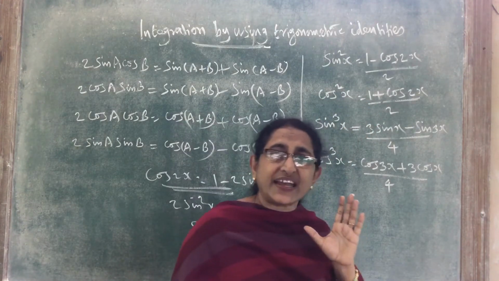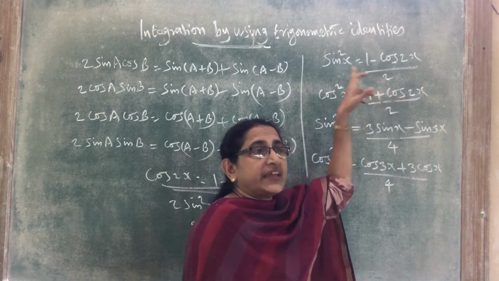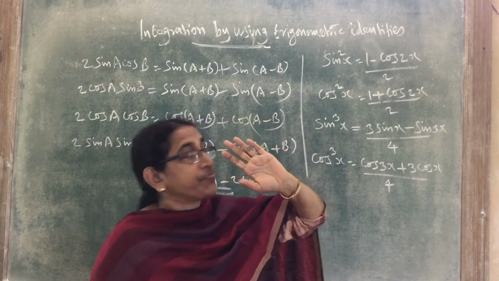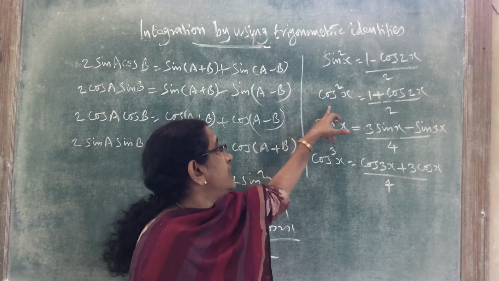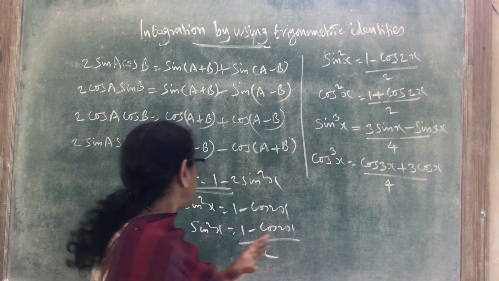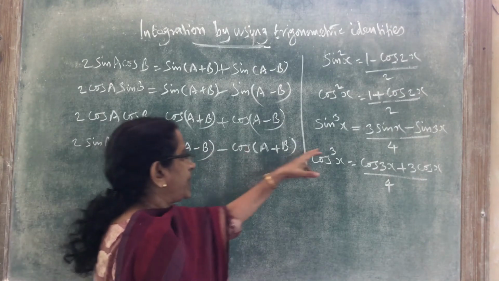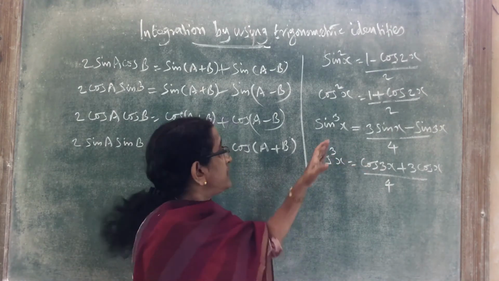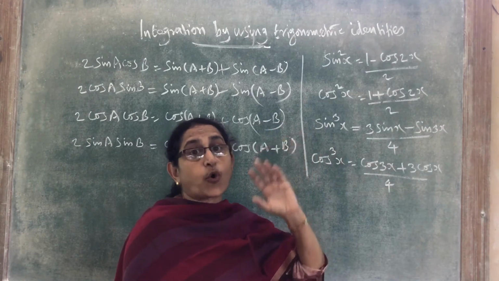So to find the integral of sin square x, we have to use this identity. Then only we can integrate. Similarly, to find the integral of cos square x, we have to use this identity. Then we integrate. Then similarly, for sin cube x and cos cube x, how do we get these two formulas? These two formulas we get from the identities of sin 3x and cos 3x.